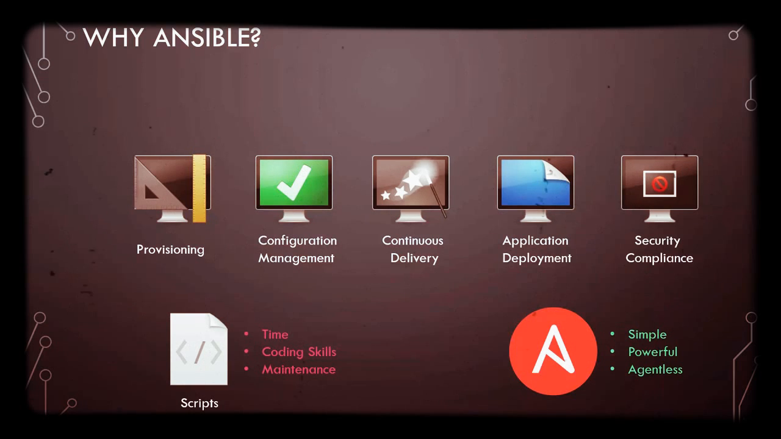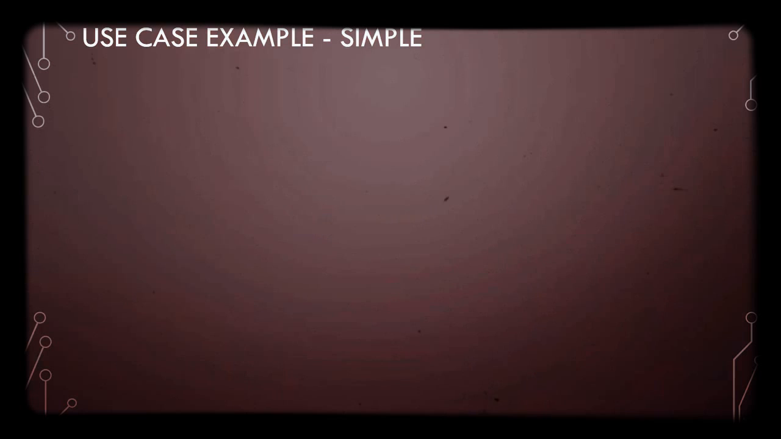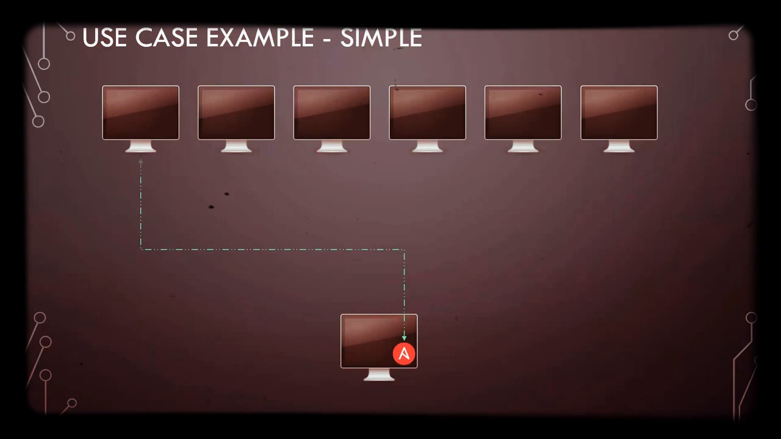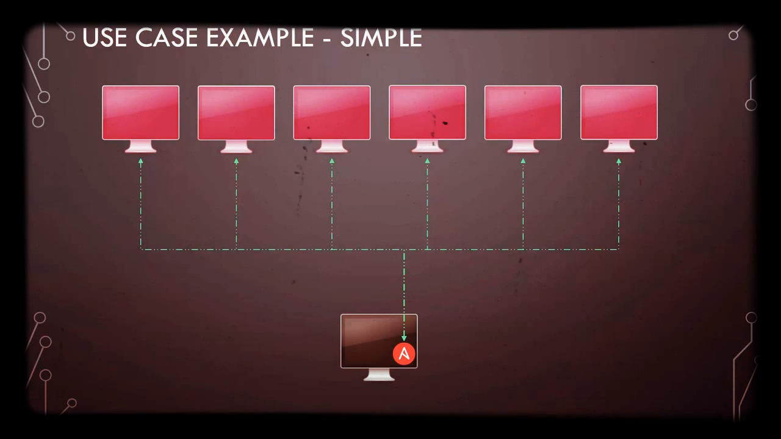Let's take a look at a simple use case. Imagine you have a number of hosts in your environment that you would like to restart in a particular order. Some of them are web servers and others are database servers. So you would like to power down the web servers first, followed by the database servers, then power up the database servers, and then the web servers.